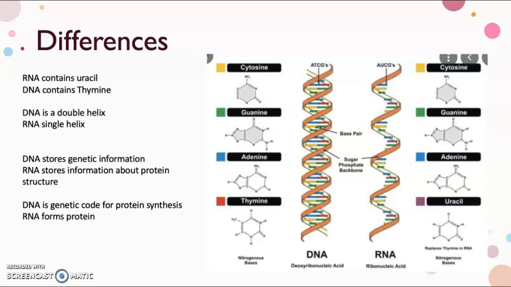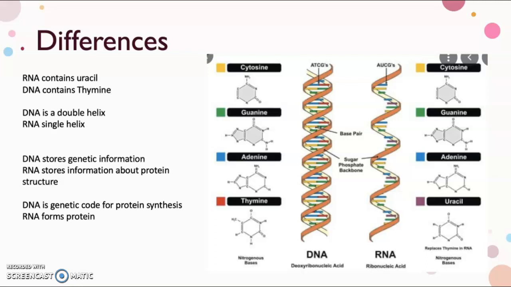Now, RNA contains a different base, which is a nitrogenous base. It is uracil, and DNA carries thymine. Now, don't quote me if I'm saying these wrong. As well, DNA is a double helix, while RNA is a single helix. Now, there are more differences than what is being provided.